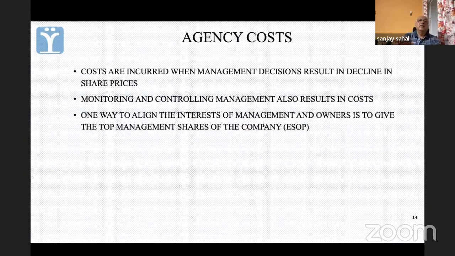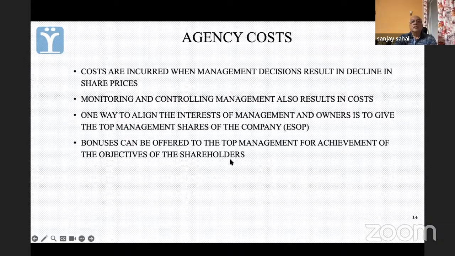In fact, in most of today's multinational companies, the employees, from the time they join, are given a certain number of shares in the company. Not very many, but they are given some shares. Basically for this: if you work for the company sincerely and the company does well, and as a result of that, if the share prices increase, your personal wealth will also increase because you are a shareholder.